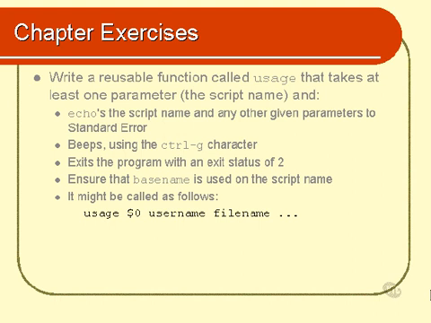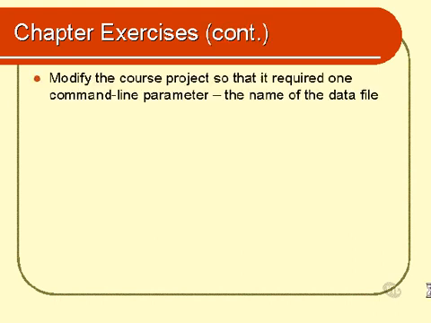So that's the first exercise, and the second exercise is relating to the course project. Modify it so that it actually requires one command line parameter, which will be the name of the data file. Now this command line parameter will be not optional. They have to specify it on the command line of our script.